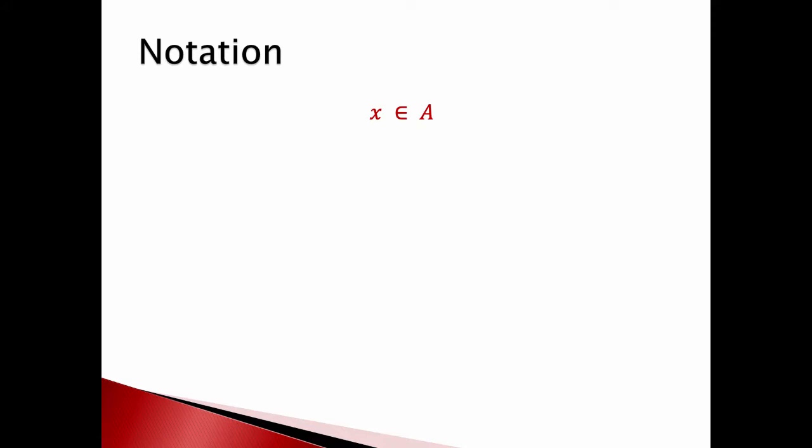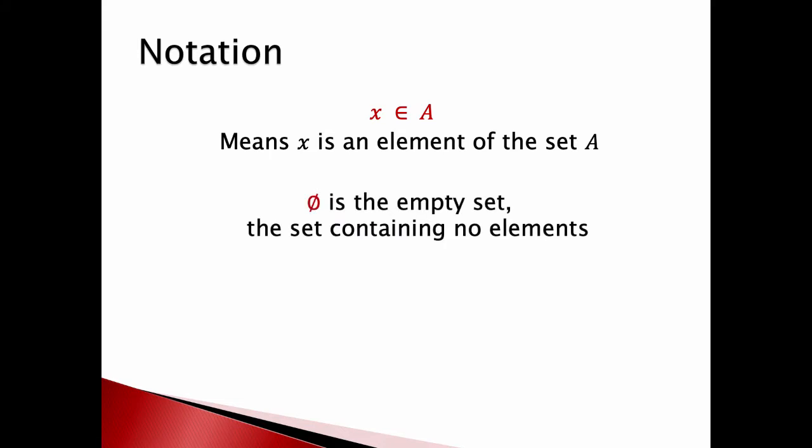So, a circle with a line there. X, we read that as x is an element of, or x is a member of, the set A. If you have a set with no elements at all, we call that the empty set, and we write it like a zero that's been crossed out. So that's the empty set, which has no elements at all.